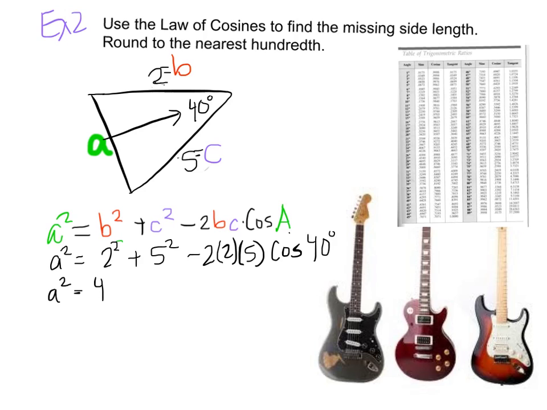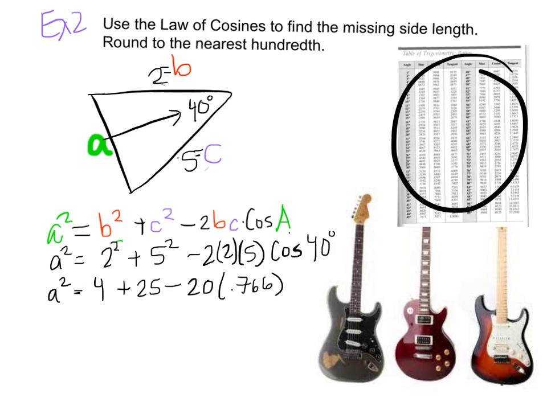2 squared is 4. 5 squared is 25. Twice 2 times 5 is 20. And the cosine of 40 is 0.766. And of course, you're going to find that in your trig table. Now, I'm going to actually stop here, and I'm just going to ask you to finish with a equaling the square root of a number.